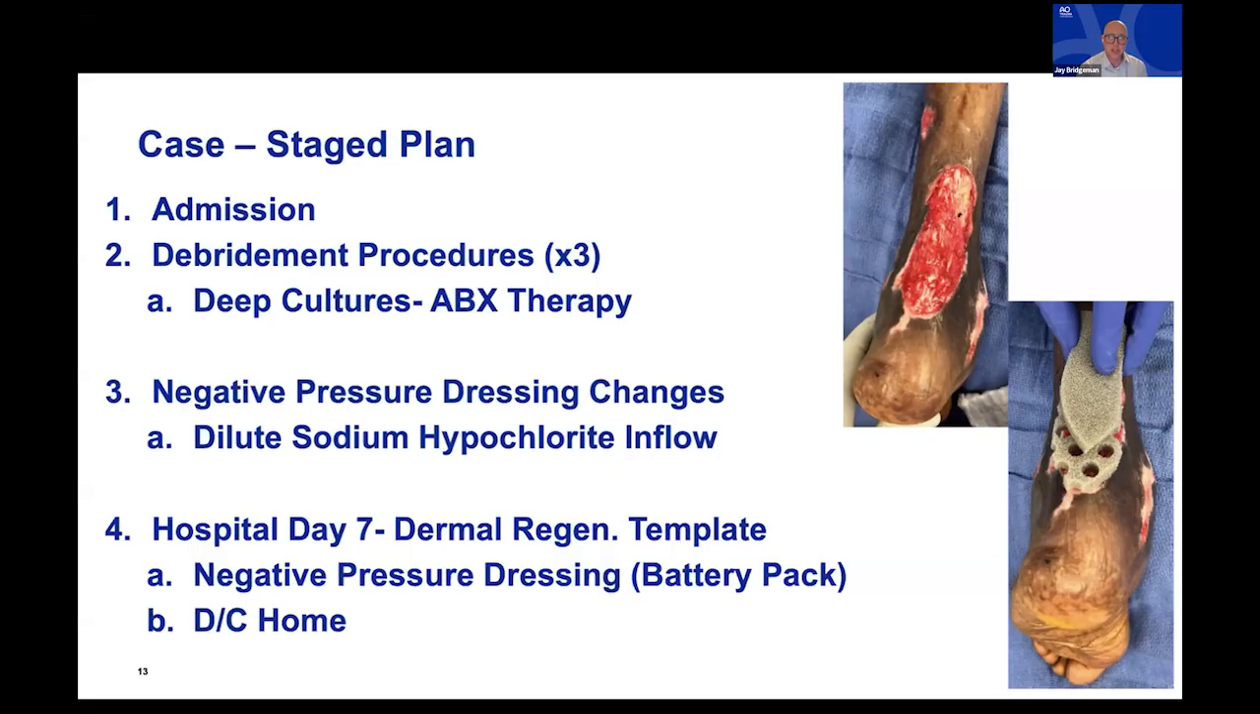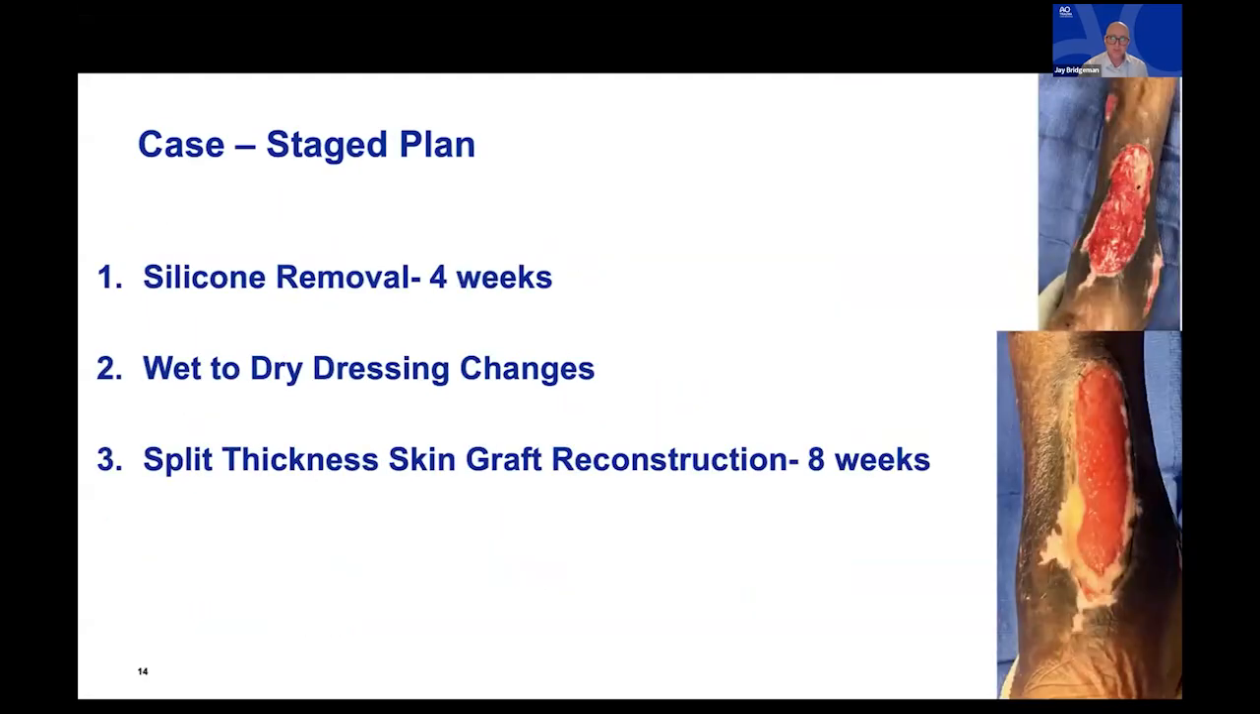Then on hospital day number 7, we placed the dermal regenerative template. As I mentioned before, I use the negative pressure dressing with a battery pack. So he was discharged from the hospital after just a 1 week admission, with a home negative pressure dressing with a battery pack. They return to clinic at 5 days. The pressure dressing is removed, and they go to wet to dry dressing changes over the silicone. Then at 4 weeks, we have that neovascularization. You can see in the bottom right picture the neodermis, that solid sheet of deep salmon color over the Achilles tendon. We have no more infection, and we have a healthy bed of neodermis.